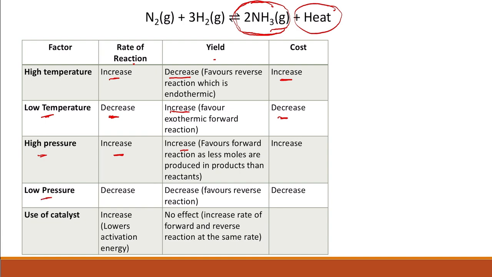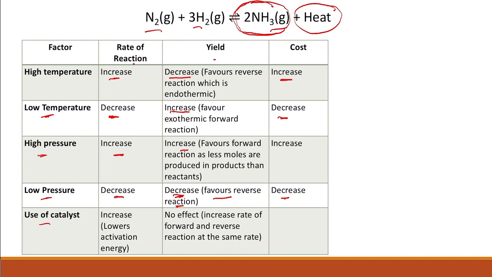If we reduce the pressure, the rate of the reaction will decrease, the yield will decrease because it's going to favor the reverse reaction in this case because there are more moles here on the reactant side, and the cost will decrease. So to balance between the cost, yield, and rate, we need to use 200 atmosphere pressure.